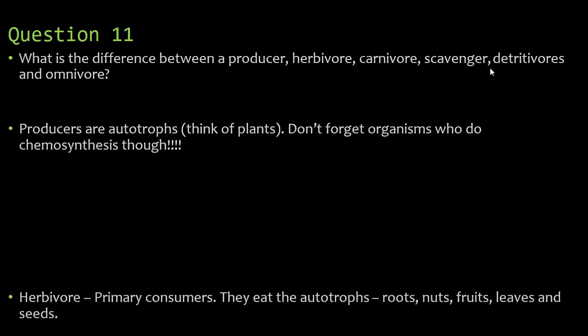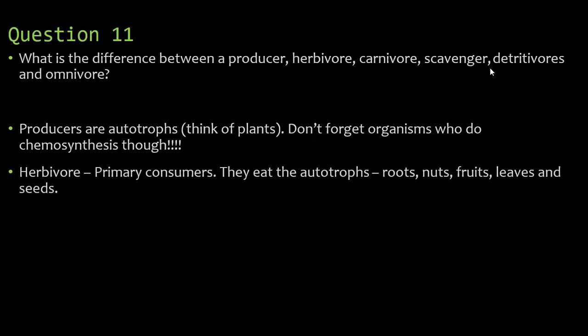Those are the producers. Now, the herbivores are what we call the primary consumers. They're the first thing on the food chain eating. They eat the autotrophs. Now, when we talk about herbivores, a lot of people say they eat plants. And I told you from my class, that's not specific enough. I want you to know that the plants that people talk about, what they mean are roots, nuts, fruits, leaves, and seeds. So you need to know that.